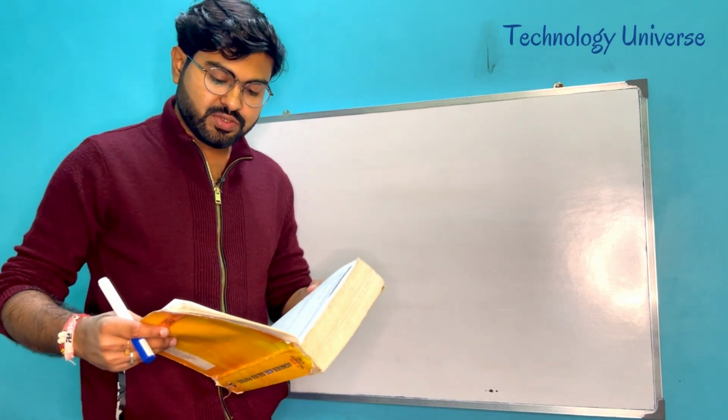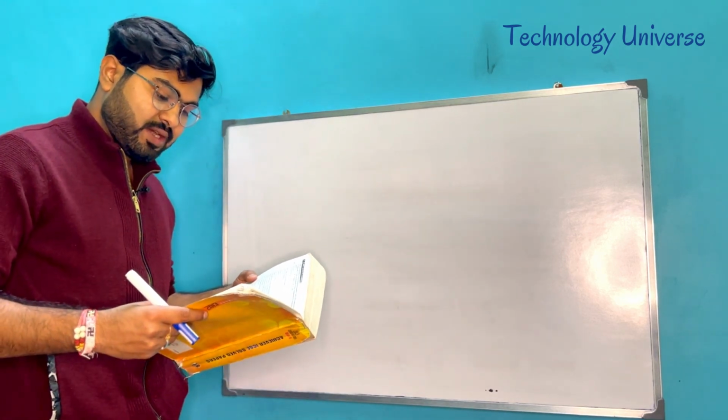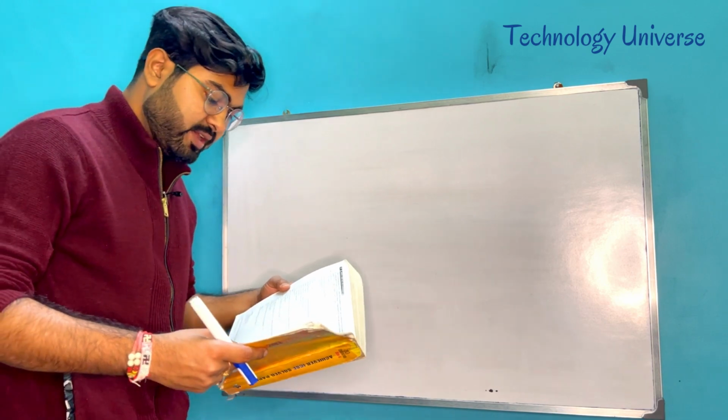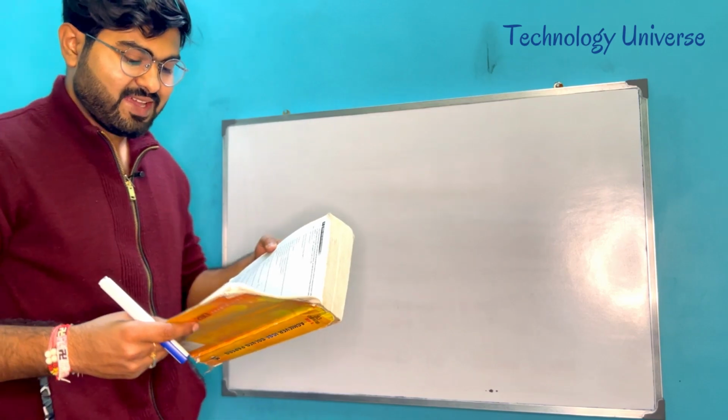In this video, we are going to see another program from the ICSE previous question paper. Write a program using a method palindrome to check whether a string is palindrome or not. A palindrome is a string that reads the same from left to right and vice versa. Example: Madam, Aurora, Abba, and so on.